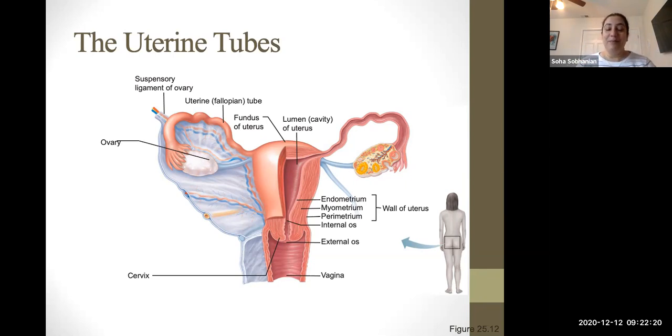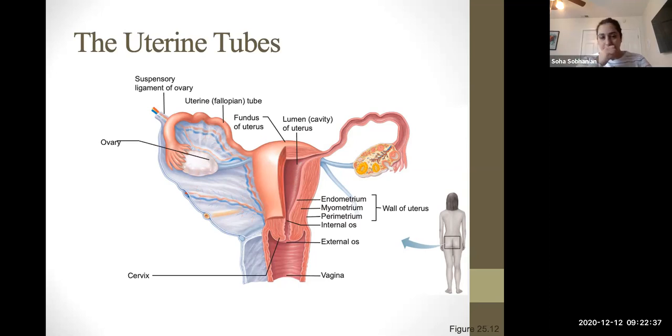But it is something to note that a lot of the vocabulary, like cortex and medulla, we have heard of in multiple organs. So make sure you're referring to the right organ. So fundus of uterus. All right.